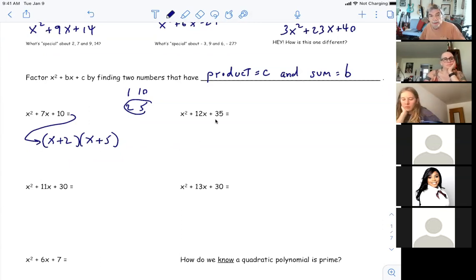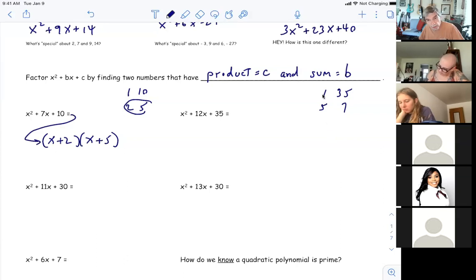Let's try that same strategy here. What can you multiply to get 35? There's not a lot of choices. 1 and 35, 5 and 7, and that's it. That's a complete list of all the ways you could multiply and get 35.